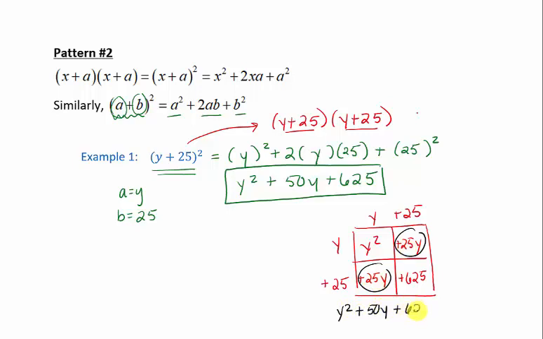And as you can see, as I finish this up, we have y squared plus 25y plus 25y, which is 50y, plus 625. So this pattern's a little bit different than the first pattern we discovered because these two middle terms don't cancel each other out. If you take one of the middle terms and double it, you get what your result would be if you collected the like terms. So you can see that our answer agrees with what we got using the shortcut.